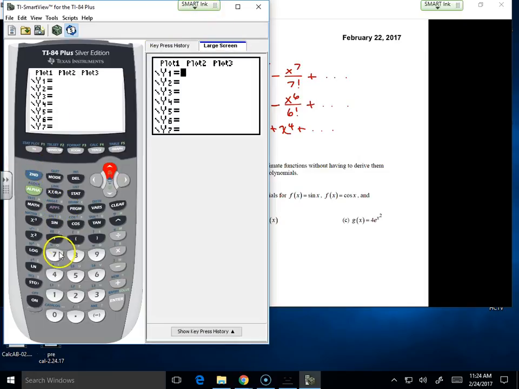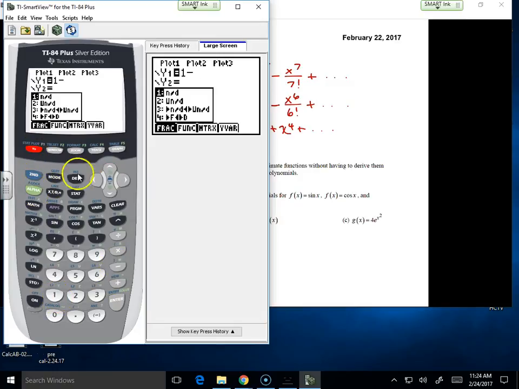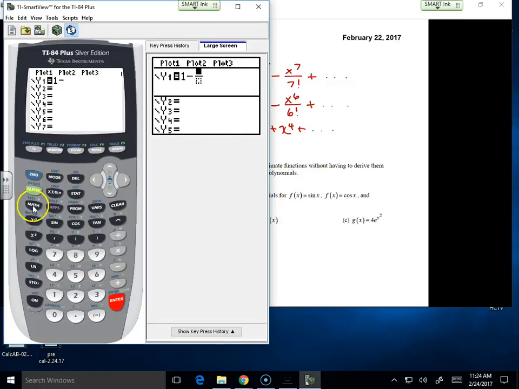Okay, so the first one that we did was cosine. And that was 1 minus. I won't do too many, don't worry. Can I show them the struggle?